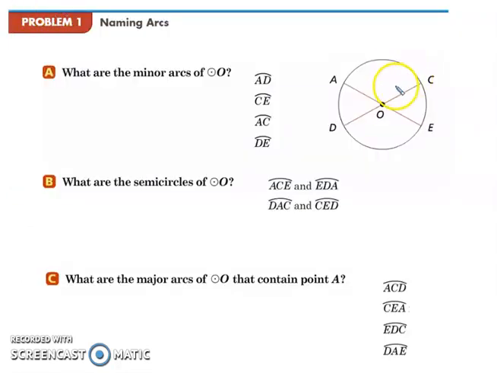So let's just look at this example and notice circle O, and let's notice that all four of these arcs are minor arcs. They all are less than half the circle. AD is right here. CE is right here. It's the arc right along here. AC is going to be the arc along the top. And DE is the one along the bottom. And all four of those arcs make up less than half of a circle. So they're all minor arcs.